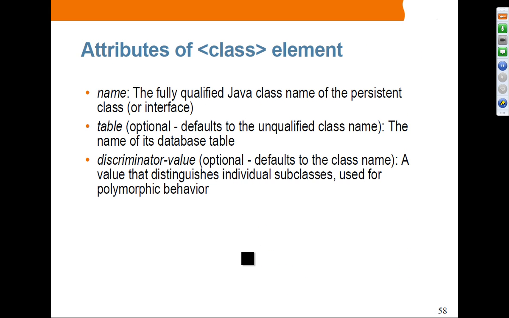Okay, so let's look into some of these attributes of the class element. Again, name is the fully qualified Java class, and the table attribute is optional. If you don't specify table, then it's going to use the class name as the name of the table. And discriminator value is again optional, and it is the value that distinguishes individual subclasses and is used for polymorphic behavior.